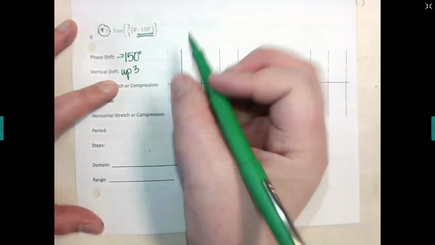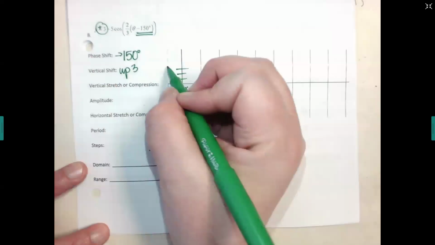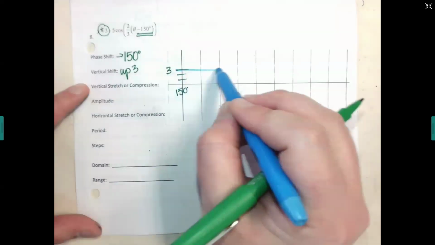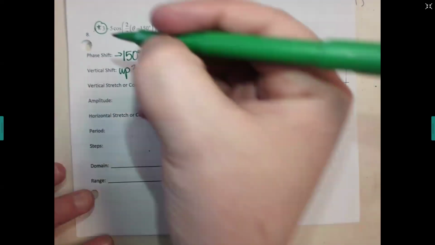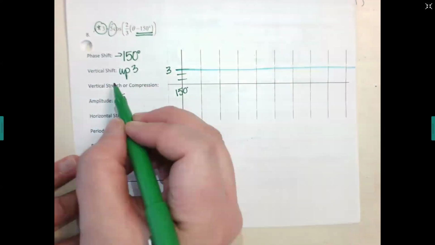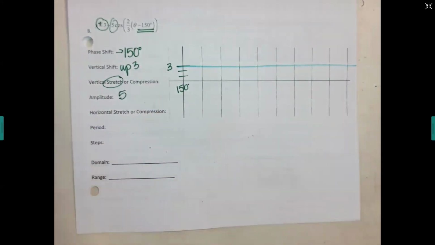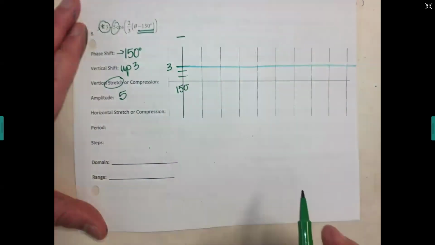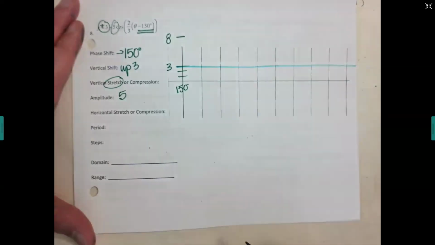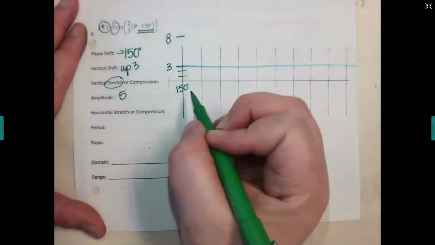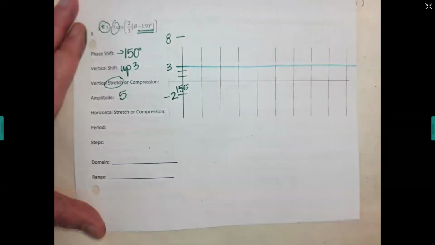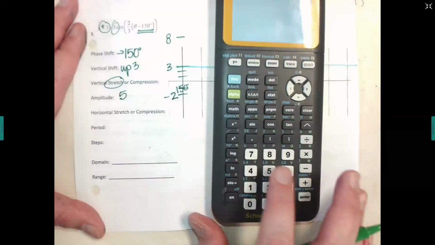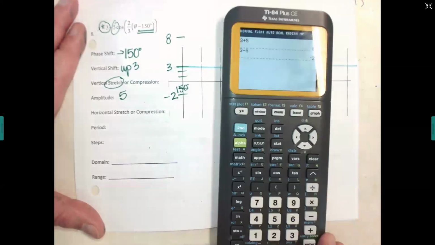Are we shifting up or down if I have a 3 in the front? Up 3. So you're going to go up 1, 2, 3, draw in your midline. What's my amplitude? 5. And that would be considered a stretch. If I do 3 plus 5, what's the top of my wave going to be? 8. And if I do 3 minus 5, what's the bottom going to be? -2. Very good. So remember, if you start with your 3 and you add 5, that's the top, minus 5, that would be the bottom.